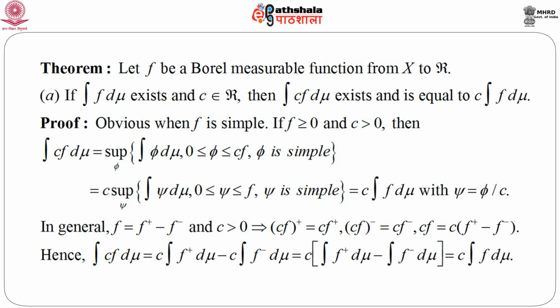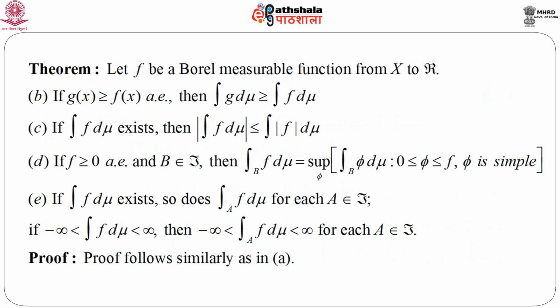So, this proof is complete. It says that if the integral of f d mu exists, then for any real number c, the integral of c f d mu also exists, which equals c times the integral of f d mu, which matches with the standard notion of integral that we have already done in class 12 level.